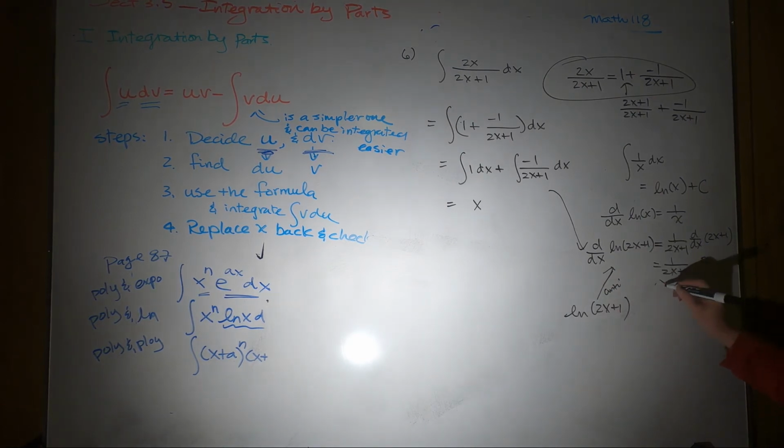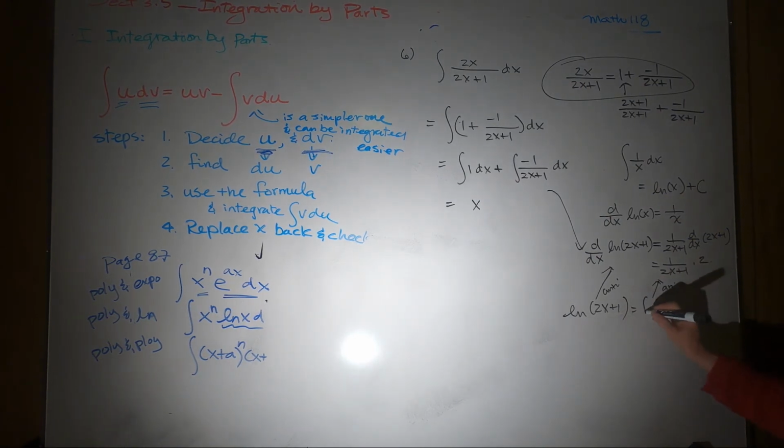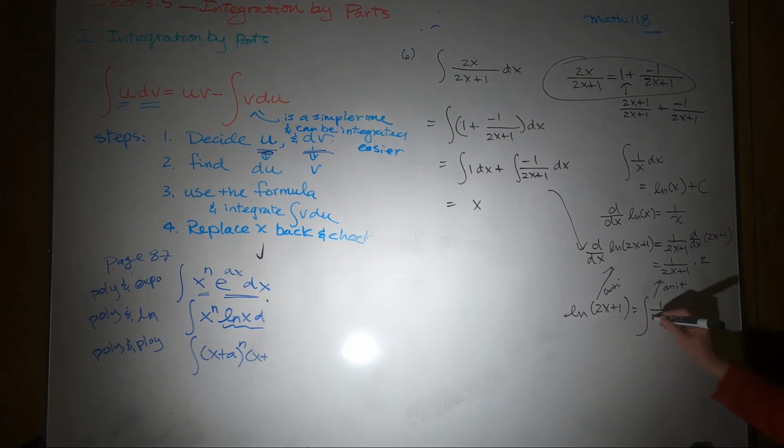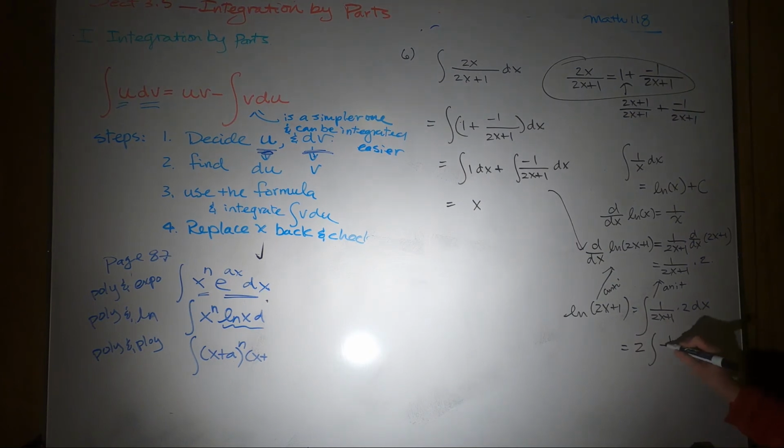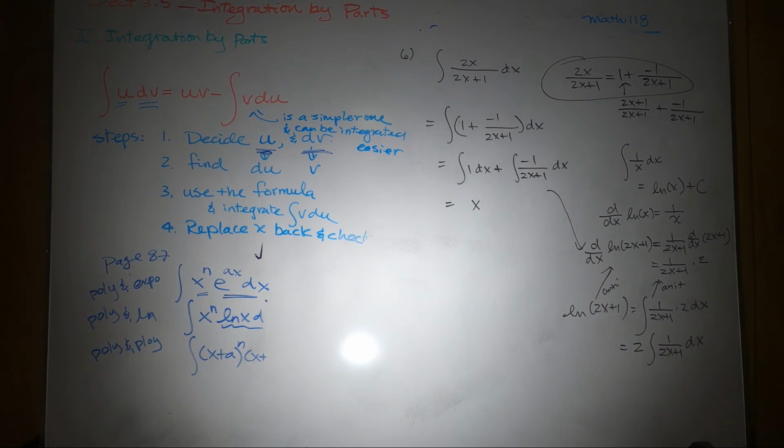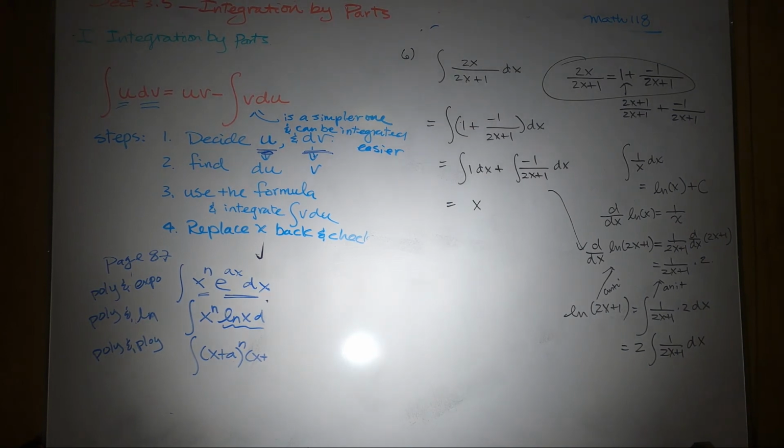Then if you take the antiderivative of this, that would be what? Integral of 2x plus 1 times 2 and dx. Take the antiderivative, right? Then you will take 2 out, then it will become 2x plus 1 dx. Is that right?